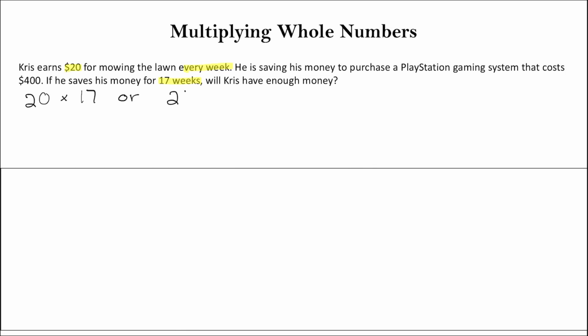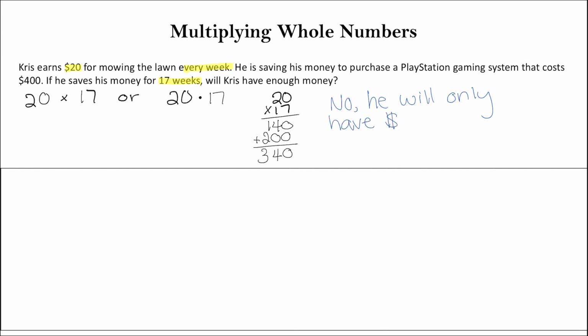Here's another way you can write it. What I'm going to do is long multiplication just to make it easier. So we're going to multiply 20 by 17. 7 times 0 equals 0. 7 times 2 equals 14. Make sure you add the 0 for the second line. 1 times 0 equals 0, and 1 times 2 equals 2. And when you add them together, you get a total of 340. So the answer is no. He does not have enough money because he only has $340, which is $60 short of $400.